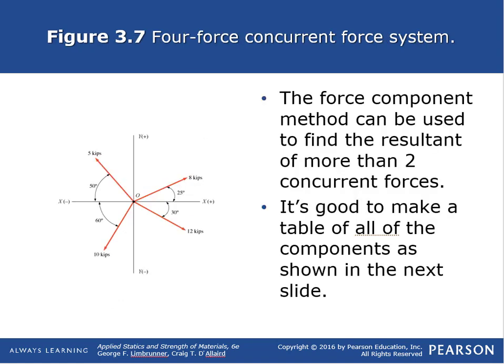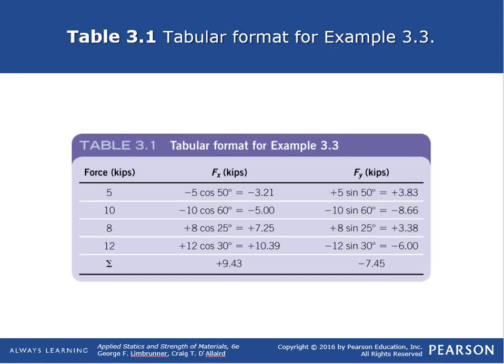Now, the beauty of the component force system is we can do this with not just two forces. We could do this with 4 forces, 5 forces, 6 concurrent forces. We can add them all together, doing it the same way. It's really the same process. We take the x and y components of each and every one of these forces, and then we add them together. And if you're going to do that, a table like this would help to keep it straight in your head.